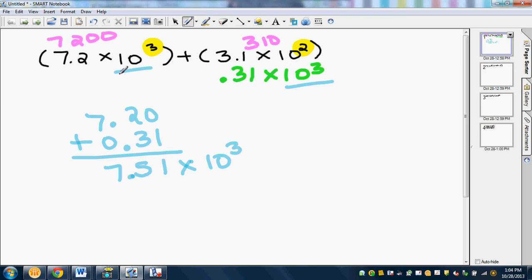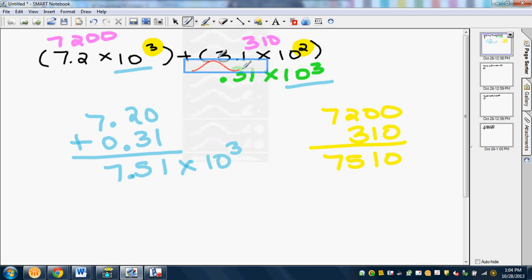And so then again, like I was saying before, if you wanted to write them out in standard form and add them together, you could do that. This would be 7,200, and then this one's 310. You add together, you get 7,510, but you have to write it in scientific notation. Put your decimal here, 3 places, so it's 7.51. You can put the 0 or not, it doesn't matter. And then times 10 to the power of 3. Okay. So either way you do it, it doesn't matter.